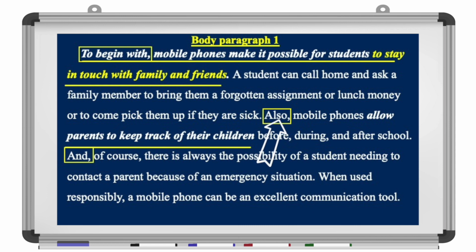Also is a connector. Also, mobile phones allow parents to keep track of their children before, during, and after school. Using the word also means I have another idea that will persuade you even more. The sentence is highlighted in yellow as well because this is the second idea I've written in the outline.